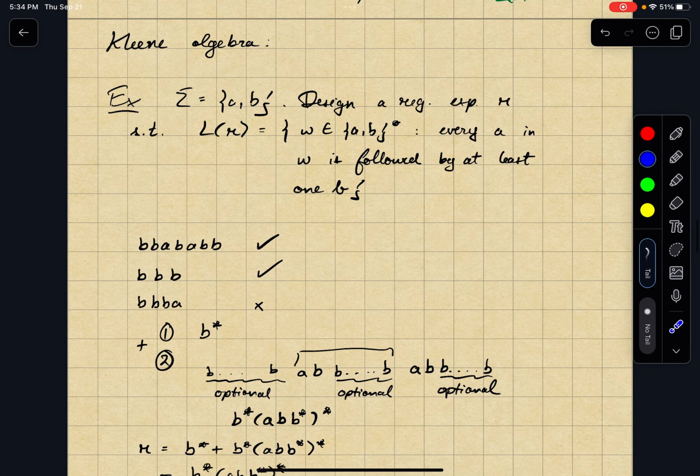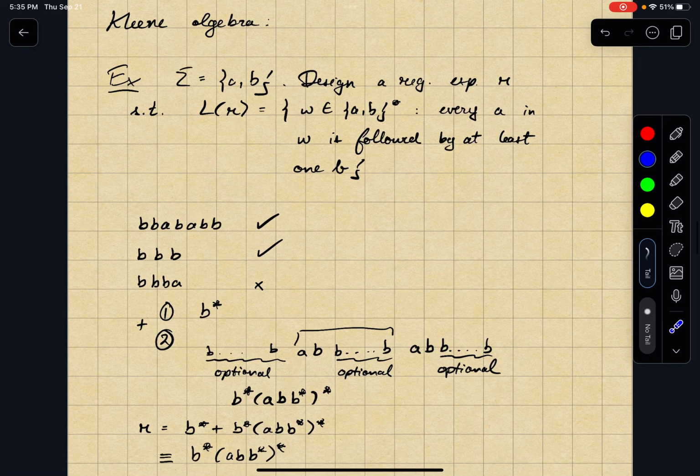So that means that I can split this up into two cases. The first case is if I don't have any A's. If I don't have any A's, then my string is any number of B's, and we know that that's exactly B star. If instead I have at least one A, then I might have some B's to start with, then at some point I'm going to have an A, and once I have an A, I immediately need to have a B, and then I can have some extra B's that follow. And then this pattern can be repeated any number of times.